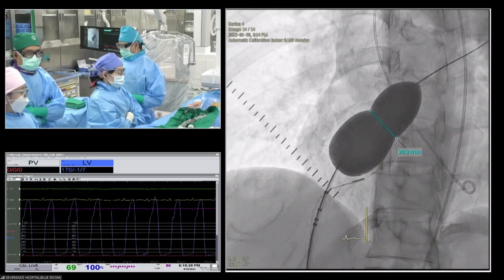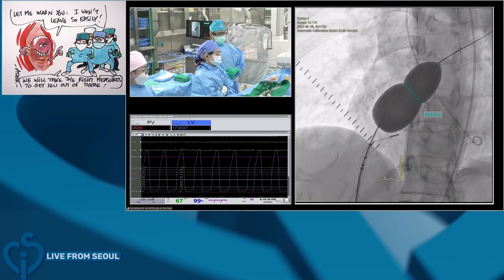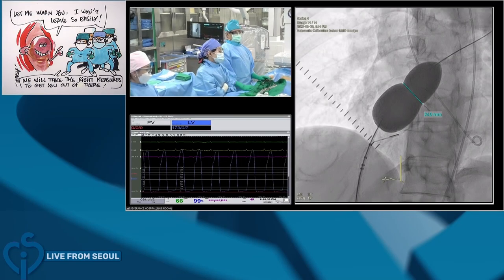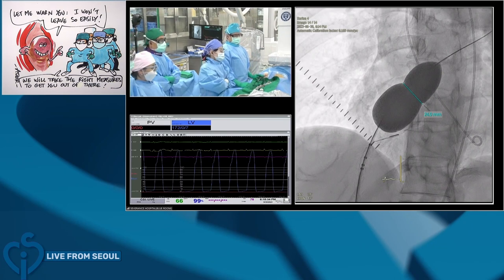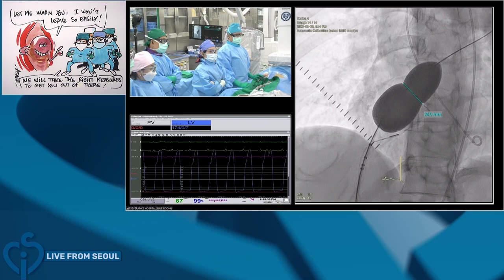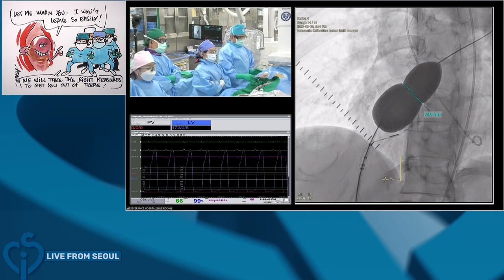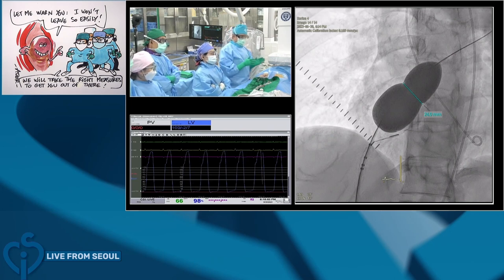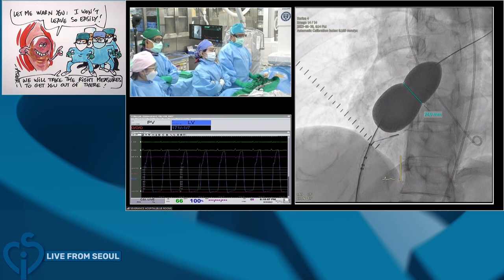Okay. Hi, Chiyong. Before you continue, this is MC here from Malaysia. Usually we have a floppy septum. We would like to inflate the balloon and see on TEE how the floppy septum behaves. Would it be all right if you show us the TEE of the floppy septum on full inflation of the balloon?